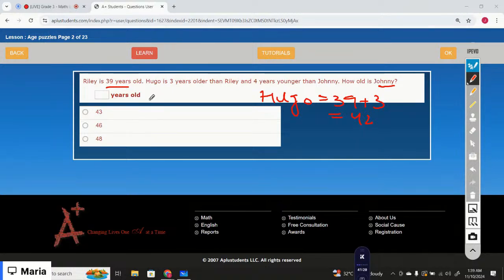Now Johnny is 4 years older. Hugo is 3 years older than Raleigh and 4 years younger than Johnny. So that means Hugo is 4 years younger than Johnny. So you need to add 4 to Hugo's age. Add 4 to 39: 39, 40, 41, 42, 43. So the correct option is 43. Option number 1 is the correct option.